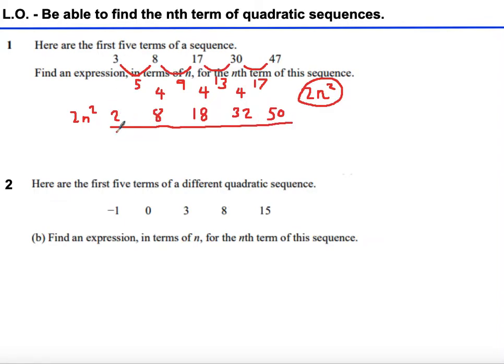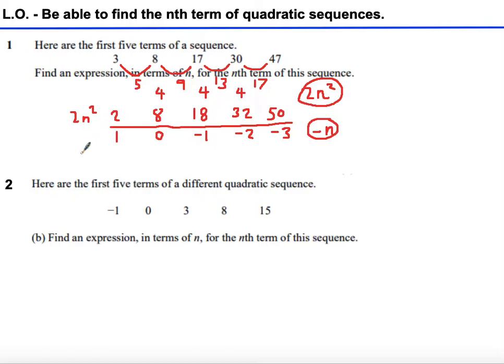So 3 take away 2 is 1, 8 take away 8 is 0, 17 take away 18 is minus 1, 30 take away 32 is minus 2, 47 take away 50 is minus 3. Now, here we have a sequence with a common difference. The common difference here is minus 1, so we would write minus 1n, but we don't write minus 1n because it's not polite, so we just write minus n.